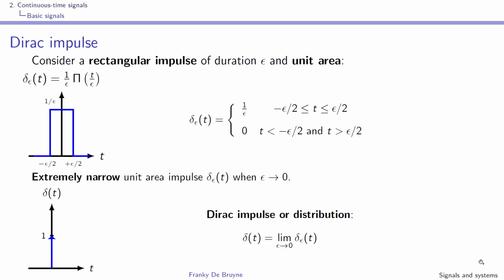Well, just as a reminder, the Dirac impulse, or Dirac distribution, because it's not a function, is obtained by considering a rectangular impulse of duration epsilon. You can see it over here, and height 1 over epsilon, right? So by construction, the area under the curve is 1. And if you let epsilon tend to 0, well, you have the Dirac impulse, and here you have its representation.